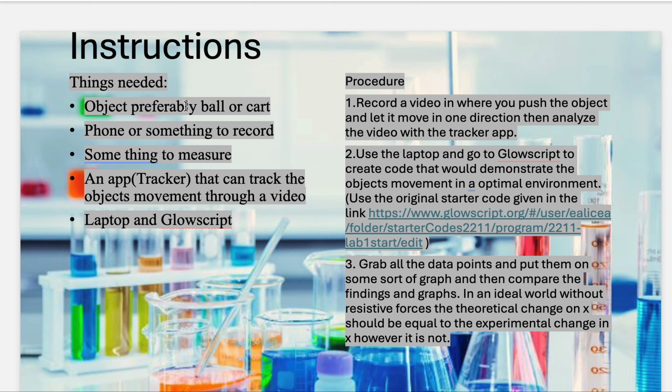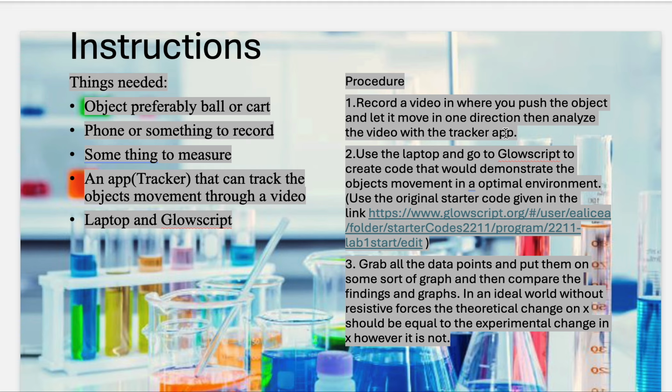Things you may need are an object, preferably a ball or a cart, a phone to record, something to measure like a meter stick, an app we use called Tracker that can track the object's movement through a video, and a laptop and GlowScript to write your code. First, record a video where you push the object and let it move in one direction. Then analyze the video with the Tracker app.